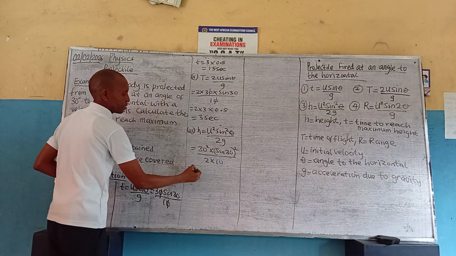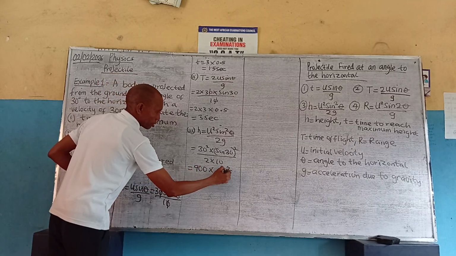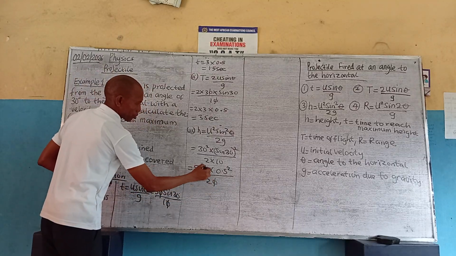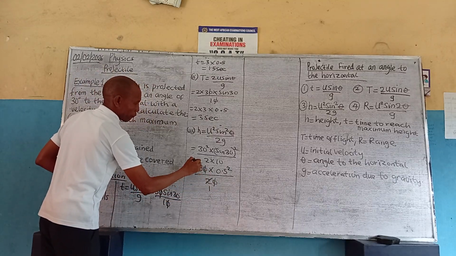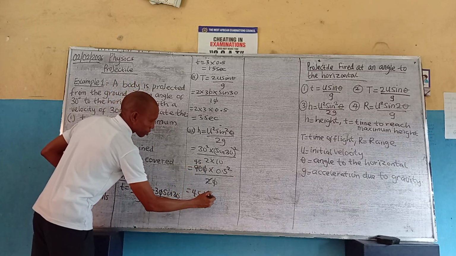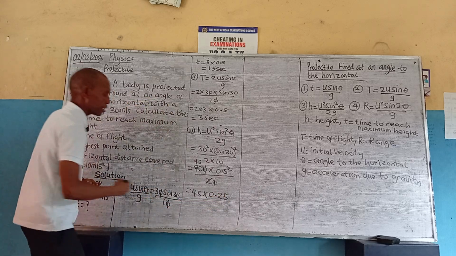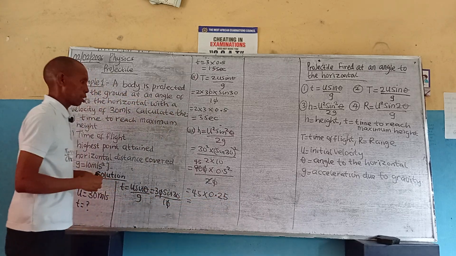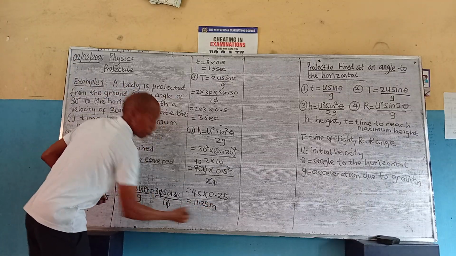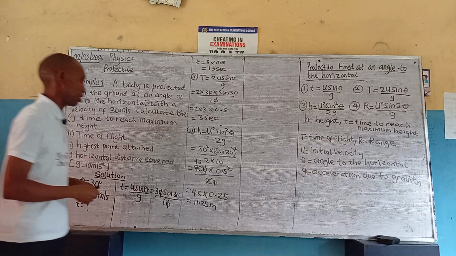That gives us 30 squared. 30 times 30 is 900 times 0.5 squared all over 20. 0 cancels 0. 2 here 1, 2 here 45. So you now have 45 times 0.25. 45 times 0.25 is 11.25 meters. That's the maximum height reached, or the highest point reached.